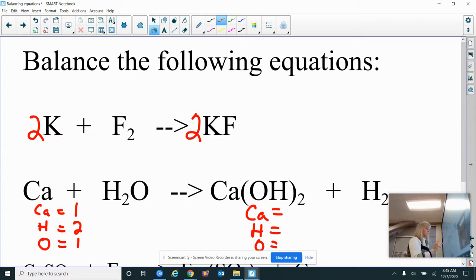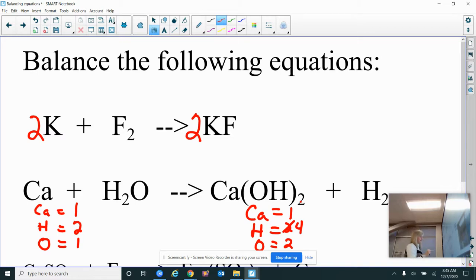Over here, before I do anything else, I have 1 calcium. This 2 now applies to both of the things in the parentheses. So I have 2 oxygens and 2 hydrogens inside of there. But then over here, I have 2 more hydrogens. So I actually have 4 hydrogens to start with before I put in any numbers.